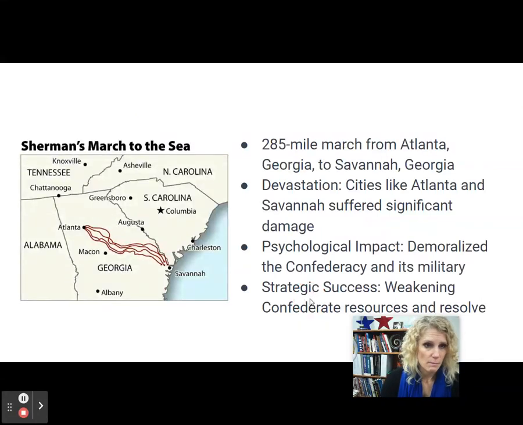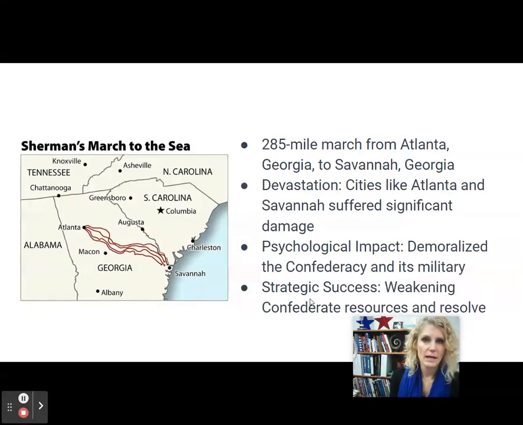So you will see on this map that Sherman's March to the Sea started in Atlanta and ended in Savannah. They traveled 285 miles, scorching earth, total war, and they pretty much devastated this area. Large parts of cities like Atlanta and Savannah were destroyed, as well as places in between. Significant damage was put upon not only cities, but villages and farms. Things were completely burned down to the ground.